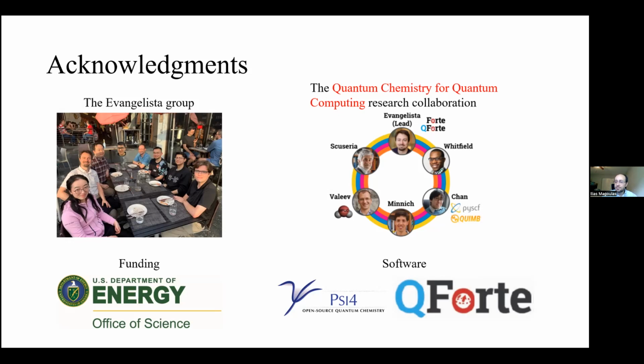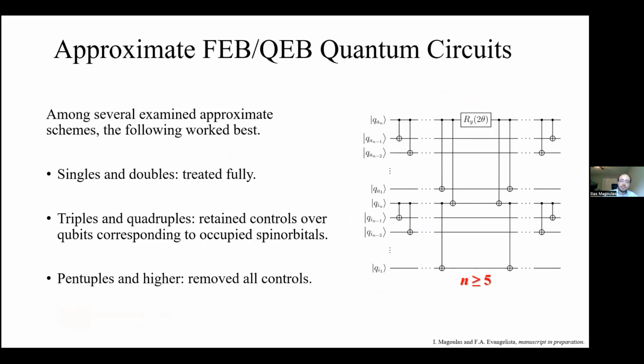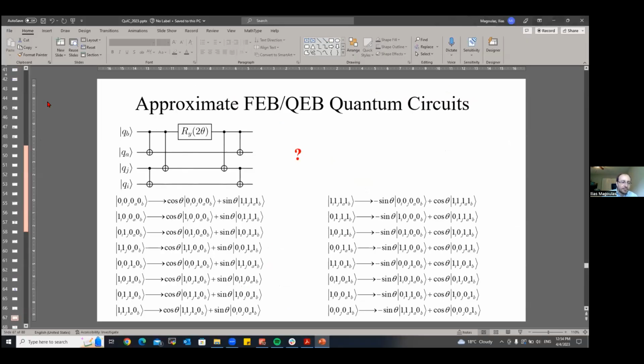I didn't catch the definition of generalized singles and doubles. The question is about the definition of generalized singles and doubles. If you could just maybe go back to that. I think it will be faster if I go this way.